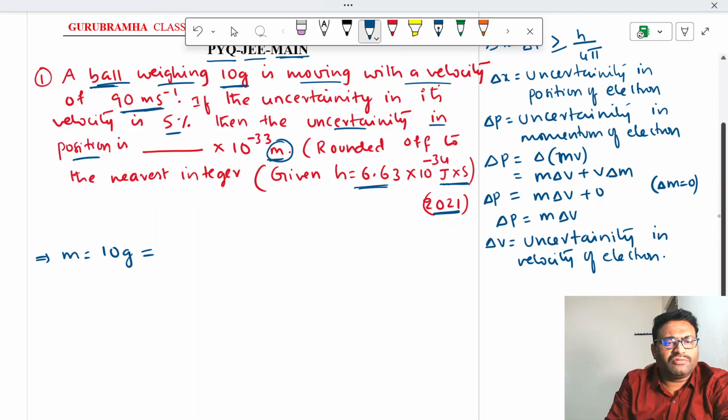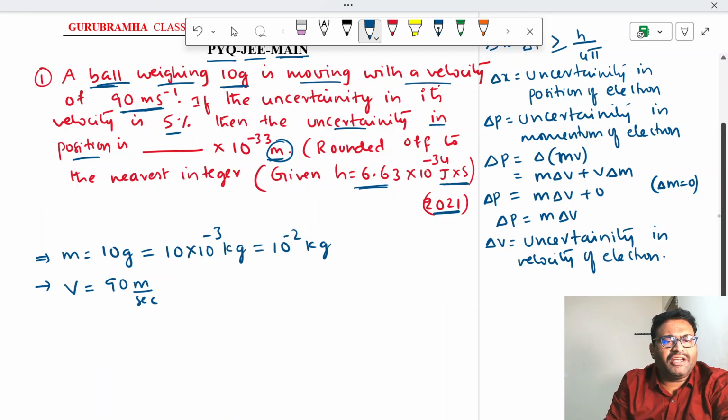So let us convert it into SI unit. When gram is converted into kg, we need to multiply it with 10 power minus 3. So 10 into 10 power minus 3 is 10 power minus 2 kg. Right? So mass is given, and velocity is also given. Velocity of the ball is given as 90 meters per second.